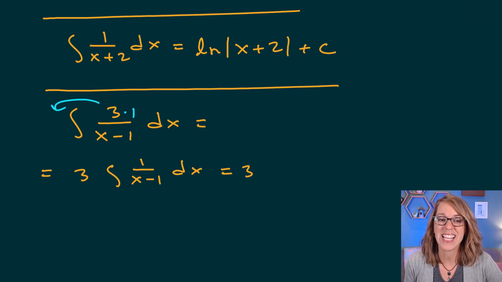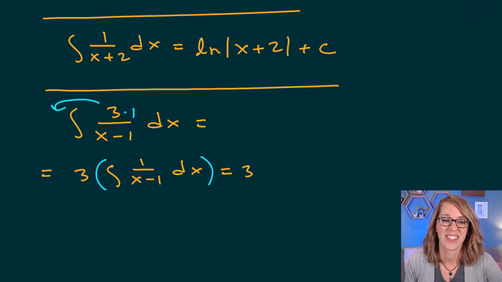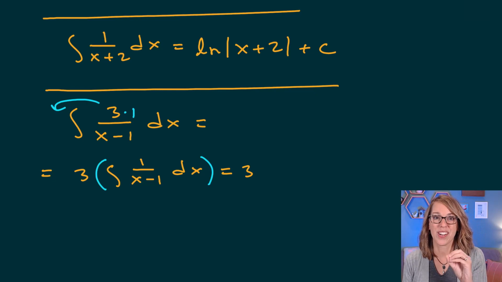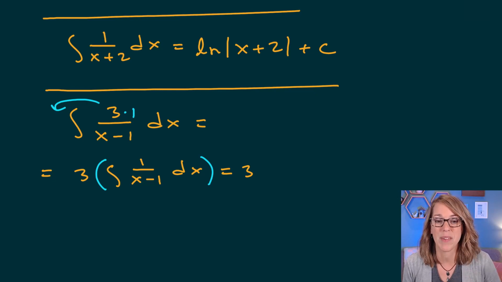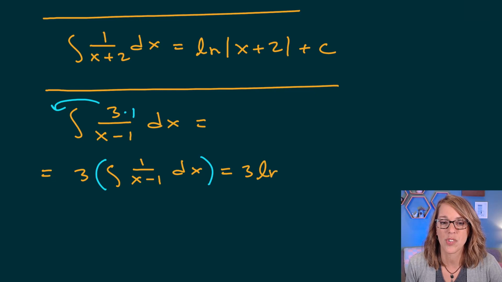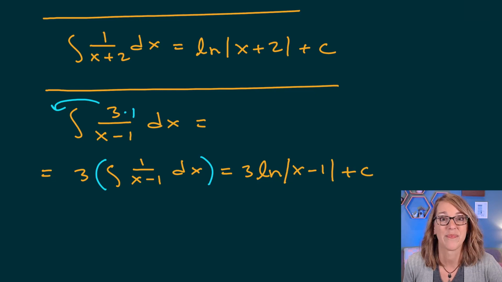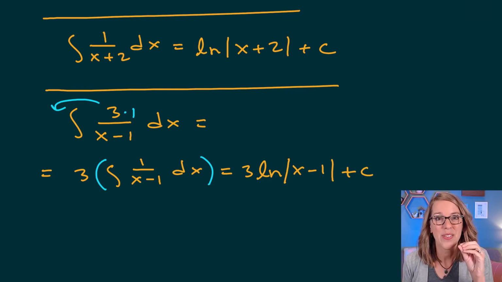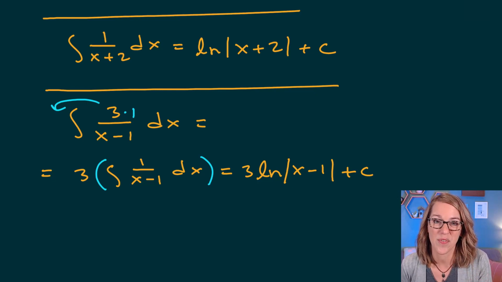And now I'm going to go ahead and integrate 1 over x minus 1. 1 over x plus or minus something means I've got a logarithm, a natural logarithm. So I end up with 3 times the natural logarithm of that quantity in the denominator, and then plus a c. How'd you do? Whether you got this one correct on your own or you were able to follow along with my solution, you're doing great so far.